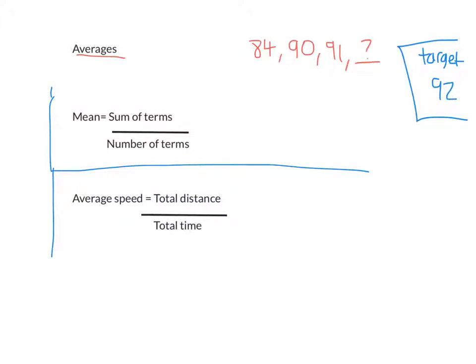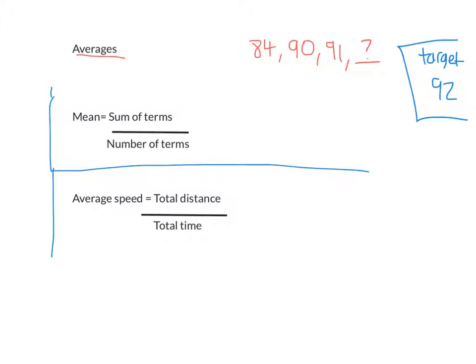in order to get that average of 92? So yeah, basically with that one, you would literally just use this formula, okay? The mean or the average equals the sum of terms all over the number of terms. Well, we have the target average. So we're actually going to put it right there, okay?